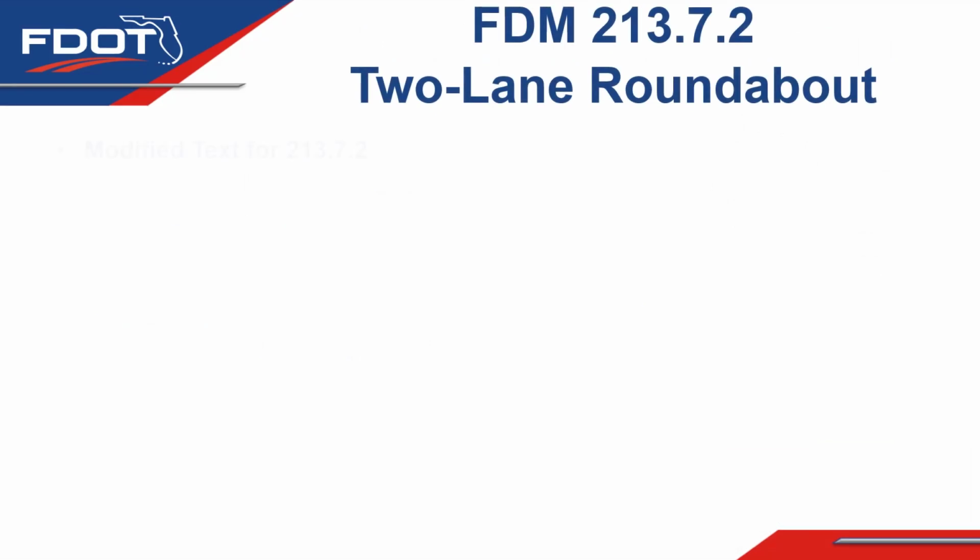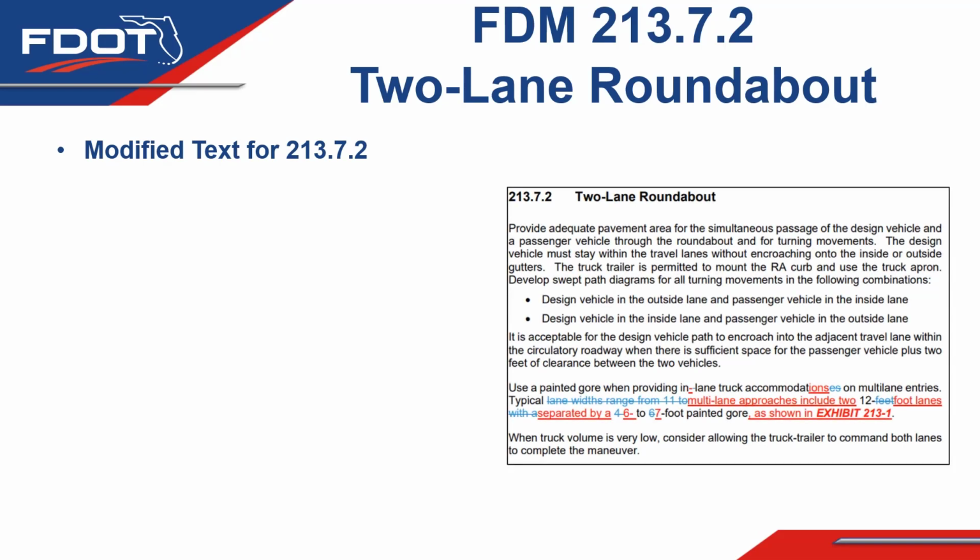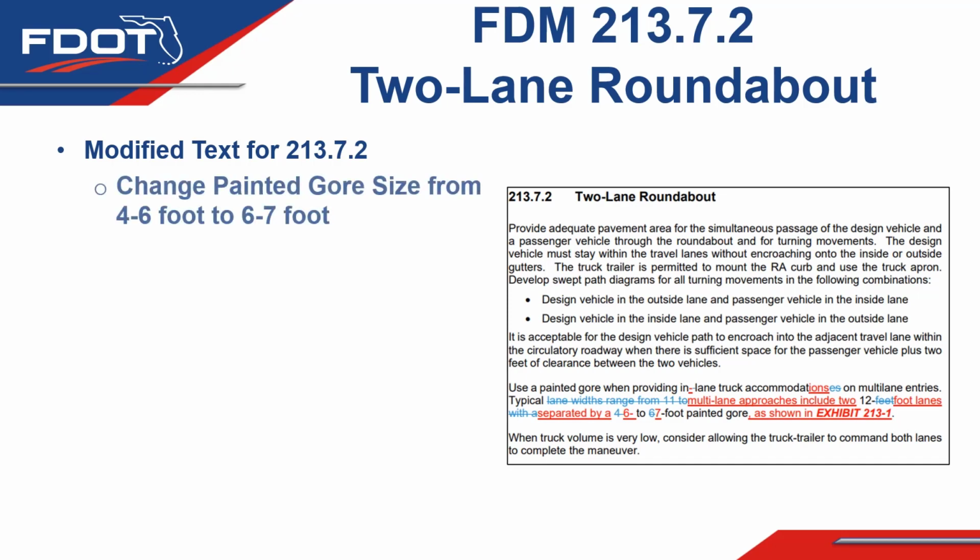The next change to FDM 213 is in Section 213.7.2 two-lane roundabout. The text in this section was modified to change the painted gore size from 4 to 6 foot to 6 to 7 foot. This change stems from field observations over the last several years with various designs that indicate more specific criteria is needed. This concludes the general changes to Chapter 213.